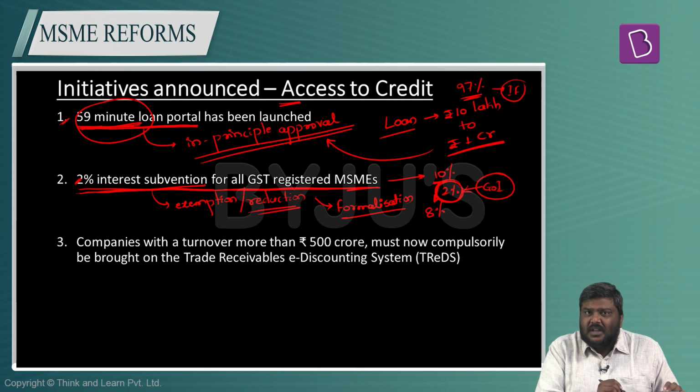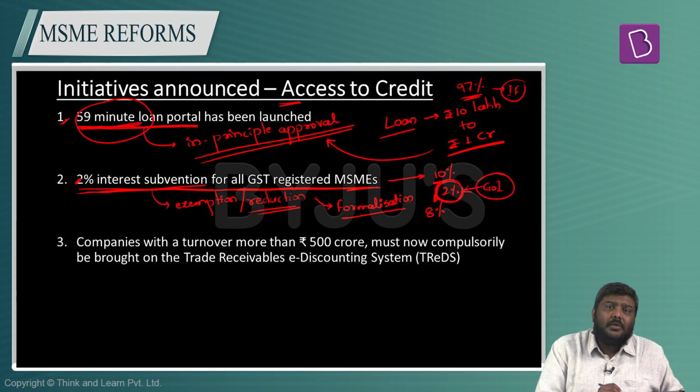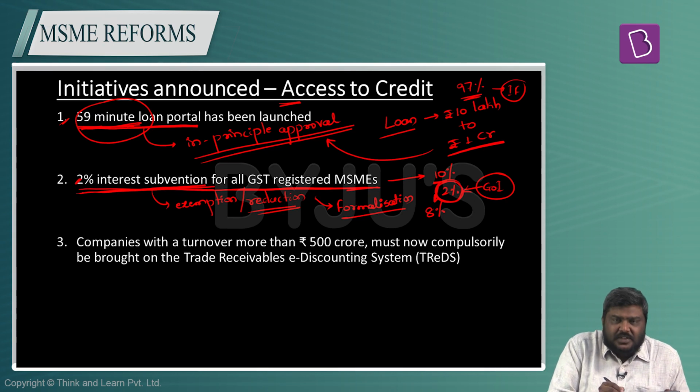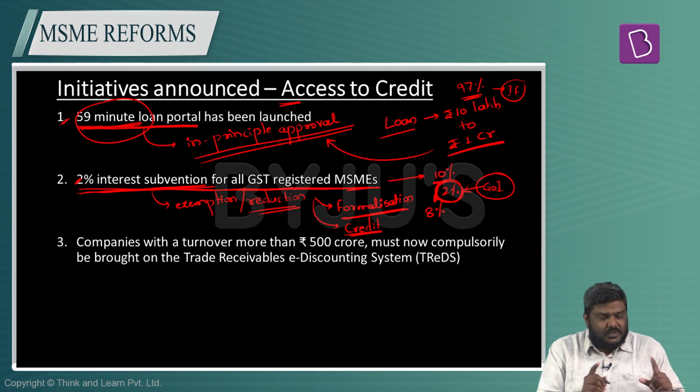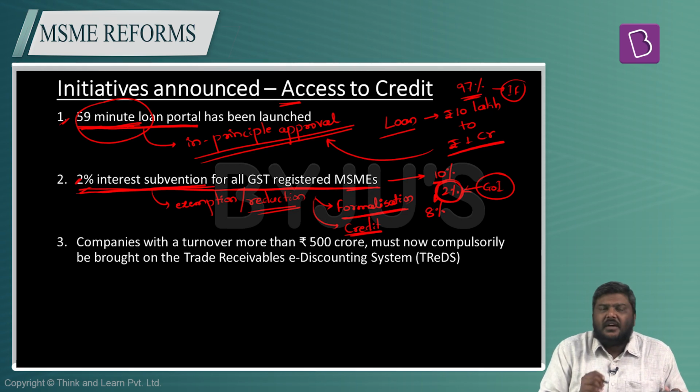So by giving these particular reforms, the government is not only promoting liquidity into the sector, it is also promoting formalization of informal MSME units, which will contribute to GST collection, which will contribute to corporate taxes collection, which will contribute to generation of employment, so on and so forth. So 2% interest subvention will promote formalization as well as availability of credit at a cheaper rate of interest. So this is the objective of this particular reform.